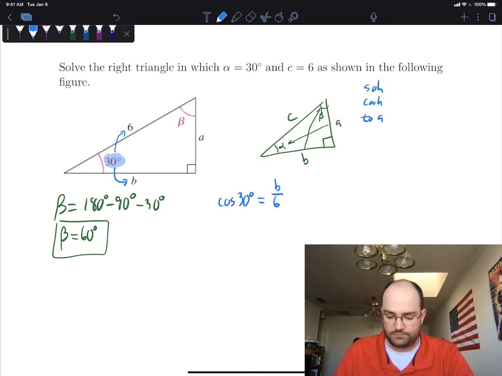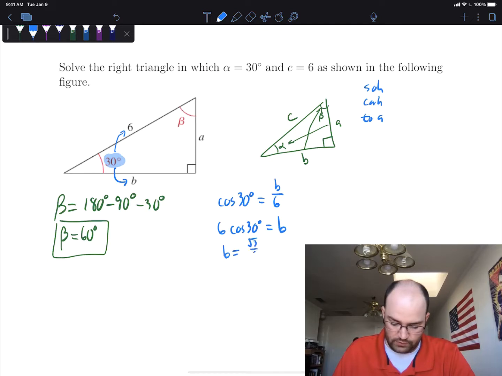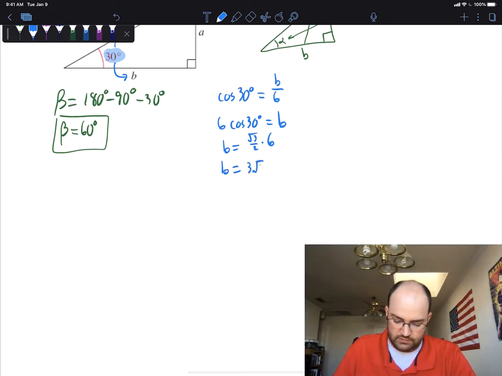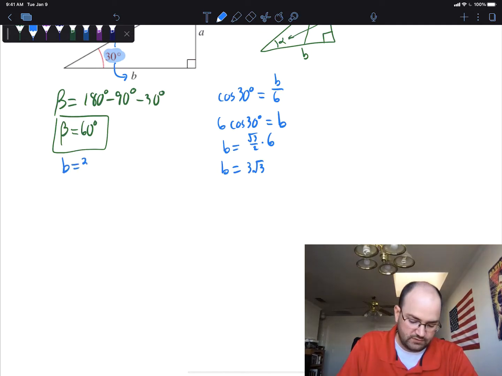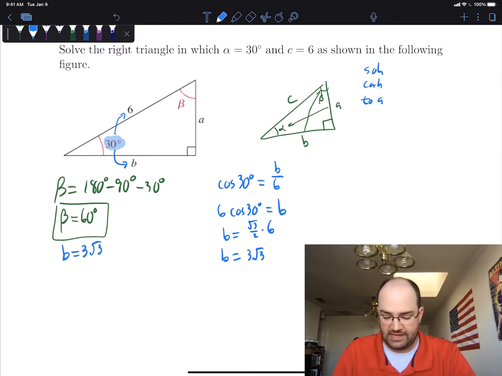Now, notice that we can just solve for B here. Multiply both sides by 6, so we get 6 cosine 30 degrees equals B. And notice, though, that 30 degrees is one of those special angles. Cosine 30 degrees is root 3 over 2. So that means that B would be root 3 over 2 times 6. And simplify, 6 divided by 2 is 3. So B equals 3 square root of 3. If you can do this exactly, I expect you to do this exactly. Good.